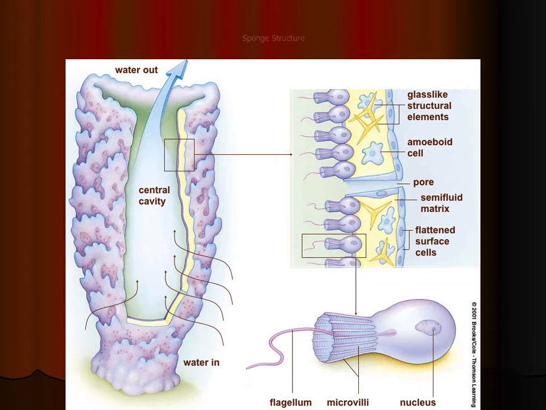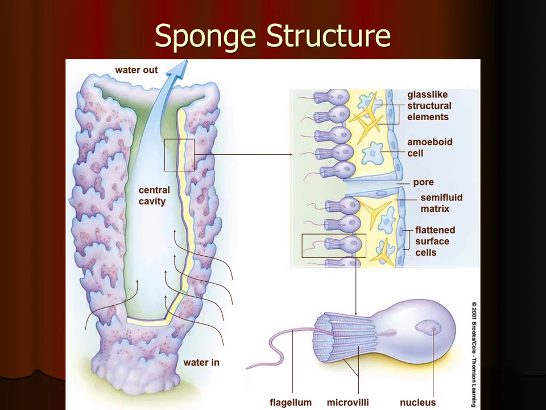Okay, so sponges, phylum Porifera, have no symmetry, no tissues, no organs, reproduce sexually, and have a microscopic swimming larval stage. So if we look at this picture right here, we see water comes into a central cavity, water comes in, water goes out. All right. So really, sponges are filter feeding. They're very, very simple organisms. There is not much to them.